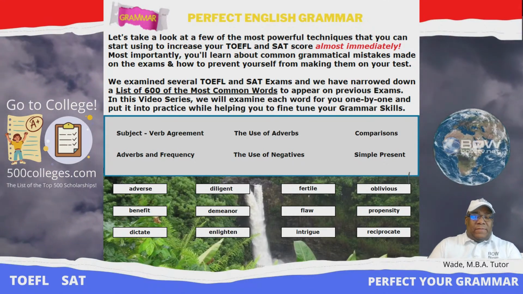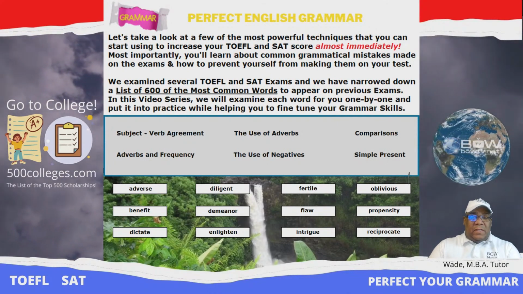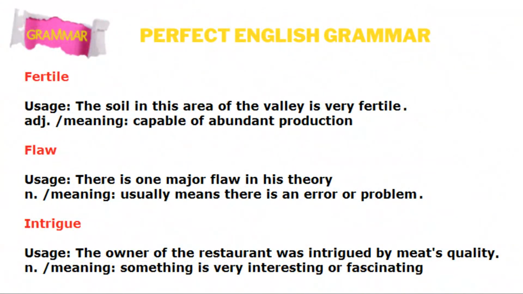If we take a look at fertile, we can actually see that with respect to fertile, this refers to usage. The soil in this area of the valley is very fertile. Adjective meaning capable of abundant production. A synonym that's very common with the word fertile is rich. A verb would be fertilize, noun fertility, or noun fertilizer.